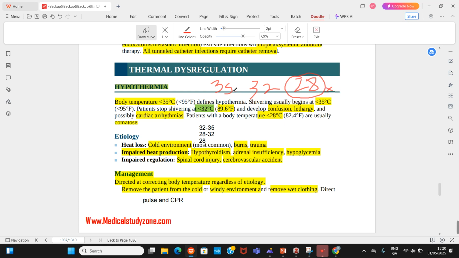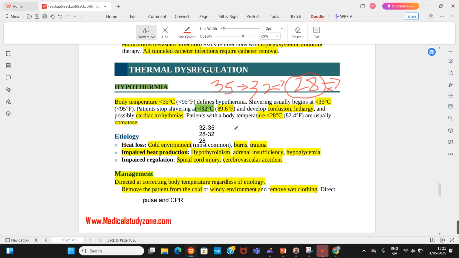So if somebody is between 35 and 32, that's a mild form. Moderate if it's between 32 to 28, and less than 28, that's severe hypothermia. So here, at 35 to 32, they'll be shivering because they want to increase contractility of the muscles to raise the body metabolism and increase the core temperature. By 32, the body is already getting weak, all the processes in the body are shutting down, so they can no longer shiver again.